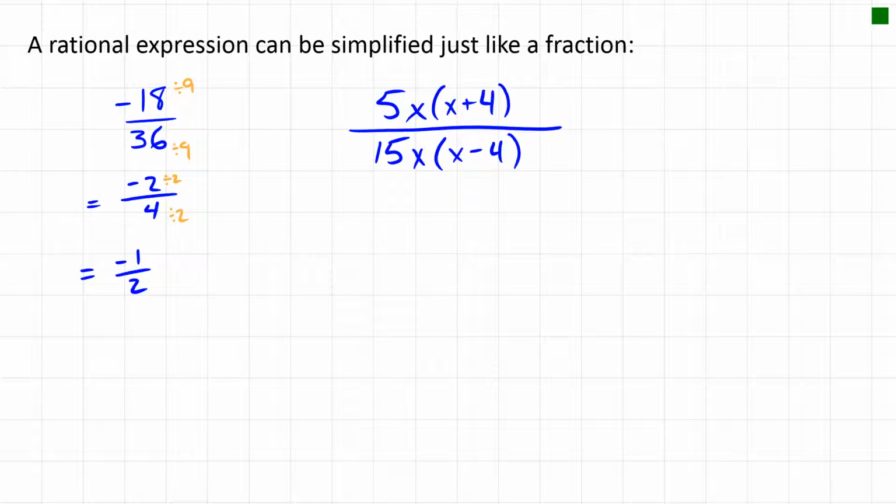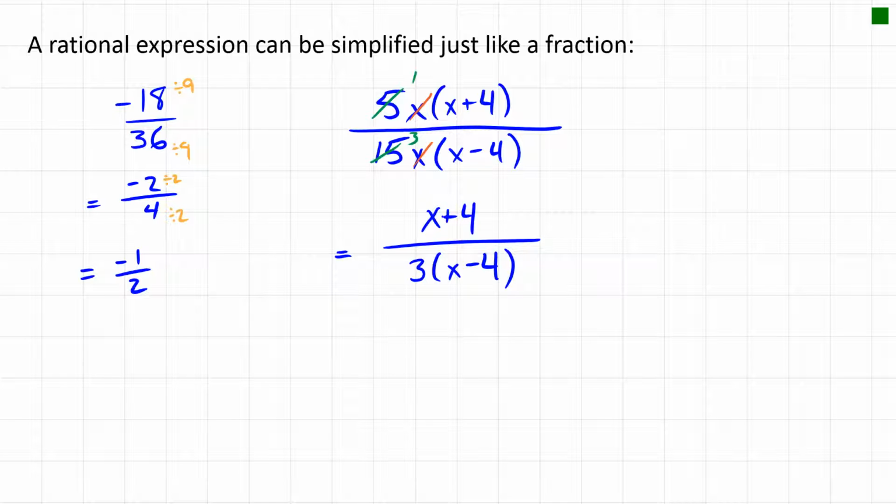Well, the 5 and 15 have a 5 in common, so I could simplify those, divide each by 5, and I'm left with 1 in the numerator and 3 in the denominator. I can also divide the top and bottom by x. So if I divide the top by x and divide the bottom by x, they cancel. That would leave me with x plus 4 over 3 times x minus 4. So I've canceled the common factors on the top and on the bottom, simplifying my fraction.